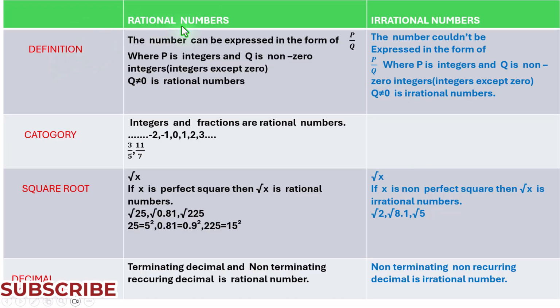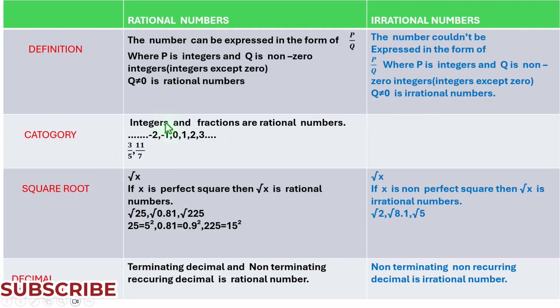First, the definition of rational numbers. A number that can be expressed in the form p upon q, where p is an integer and q is a non-zero integer, is a rational number. Definition of irrational numbers: a number that cannot be expressed in the form p upon q, where p is an integer and q is a non-zero integer, is an irrational number.